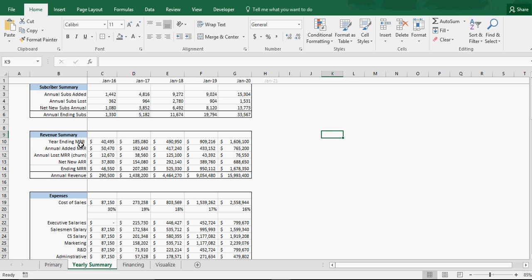Then you've got your revenue summary. It shows your ending MRR for each year, and then it also shows your amount of MRR added through the year, amount lost, your net new annual recurring revenue, and your ending monthly recurring revenue. Then I also added the annual revenue, so this is just summing up all the revenue for each month for the year, for each year.